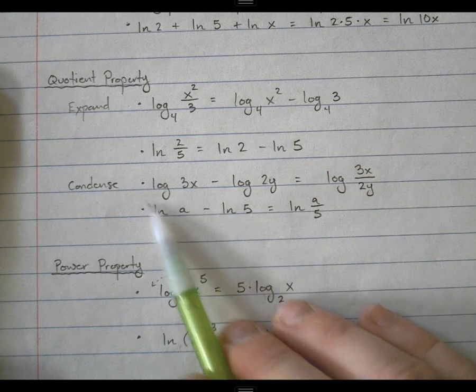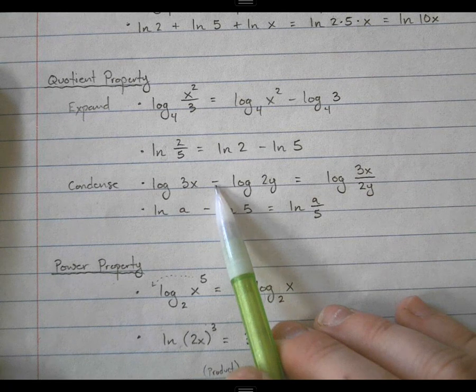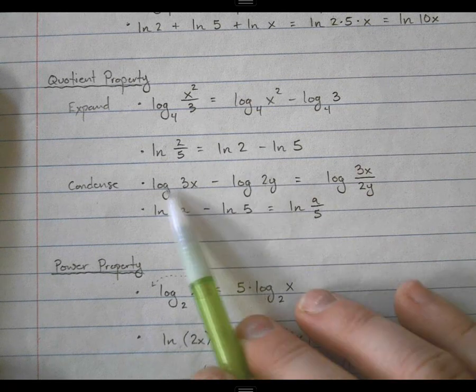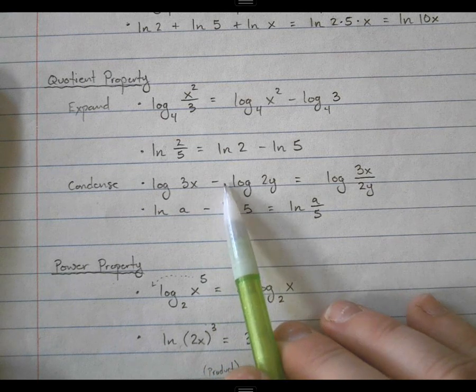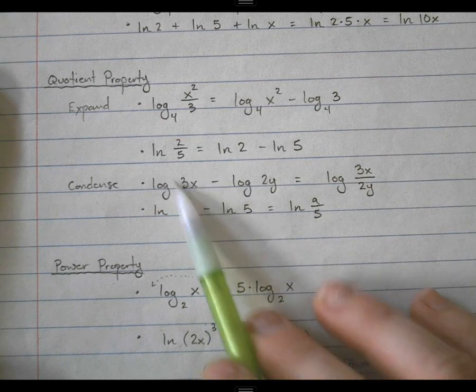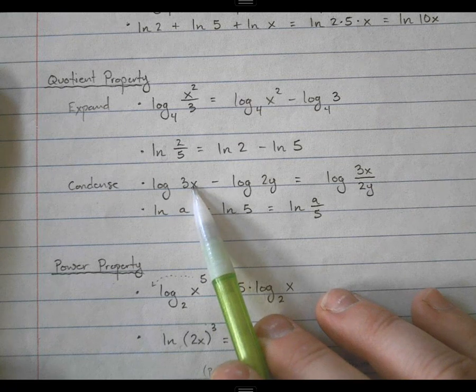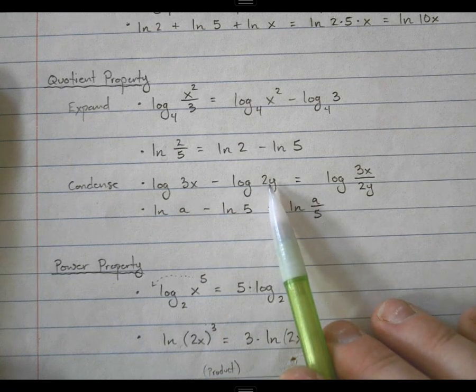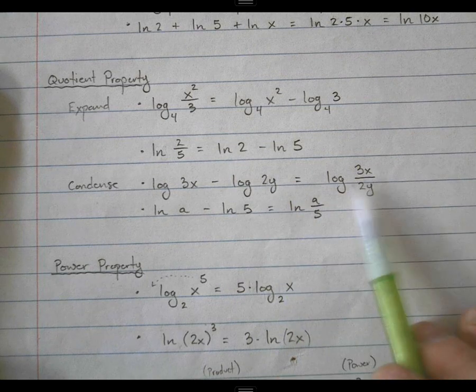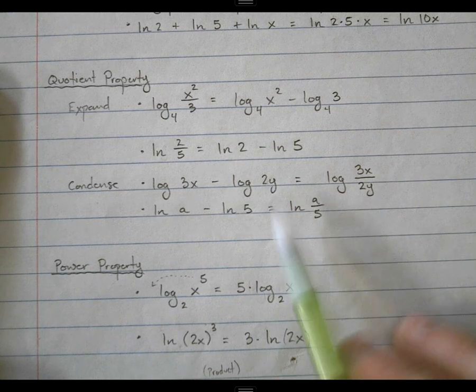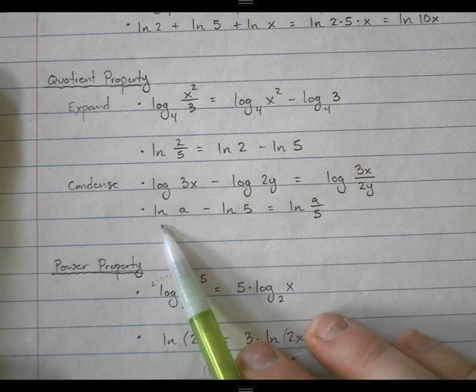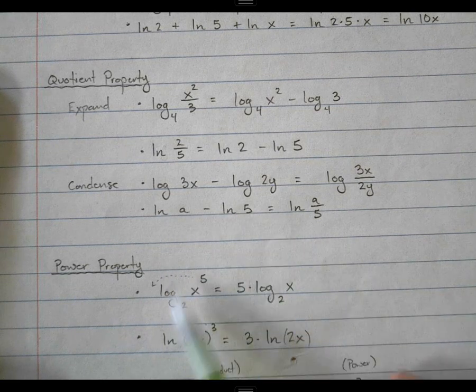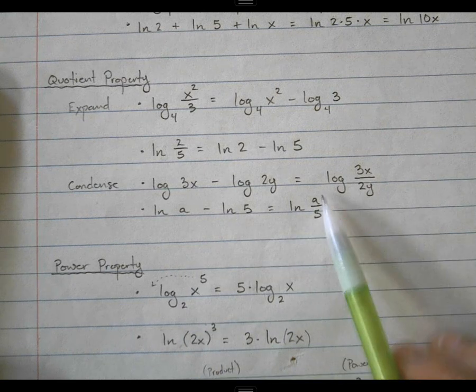And then to condense, let's say I've got a minus sign in between 2 logs with the same base. I can condense these logs. This first log, the 3x, is going to be my numerator. The 2y is going to be my denominator. So log of 3x over 2y. Again, this one's base 10. And then natural log of a minus natural log of 5 could be written as natural log of a divided by 5.